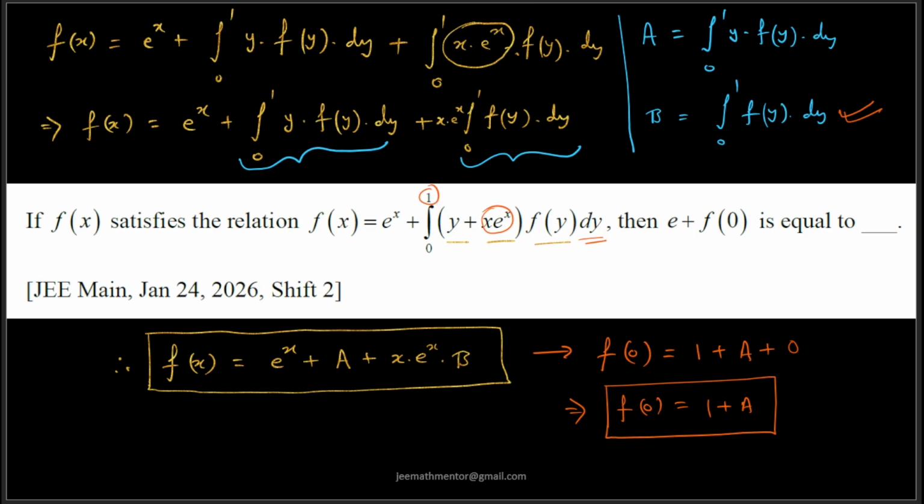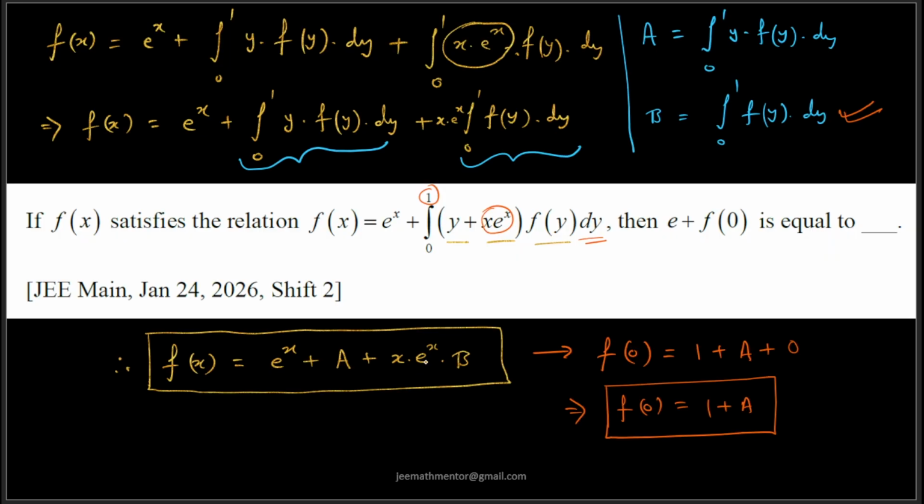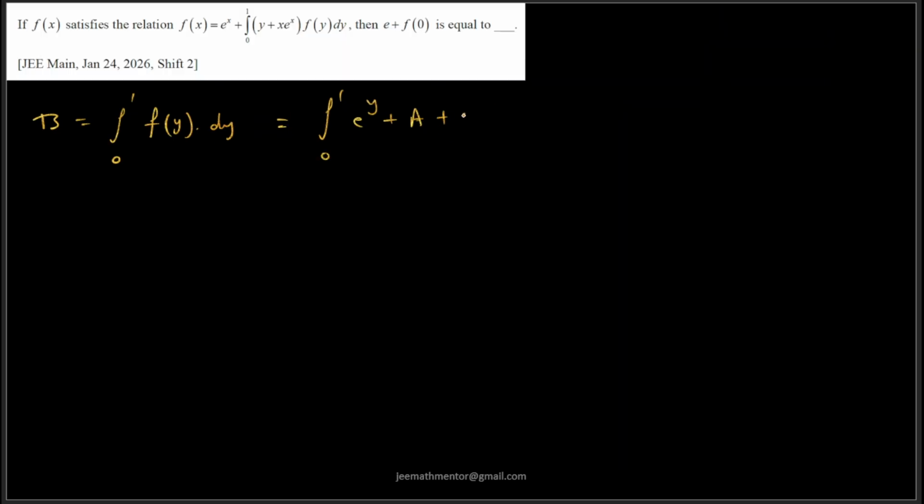So fy becomes e to the power y plus a plus y e to the power y times b, dy. See, now this becomes quite a simple integral to solve.